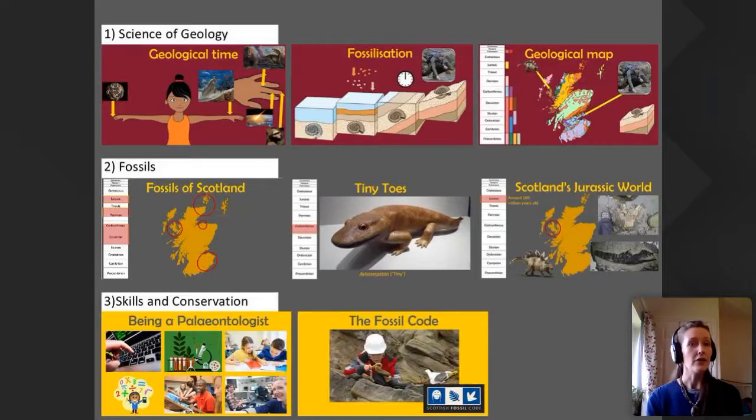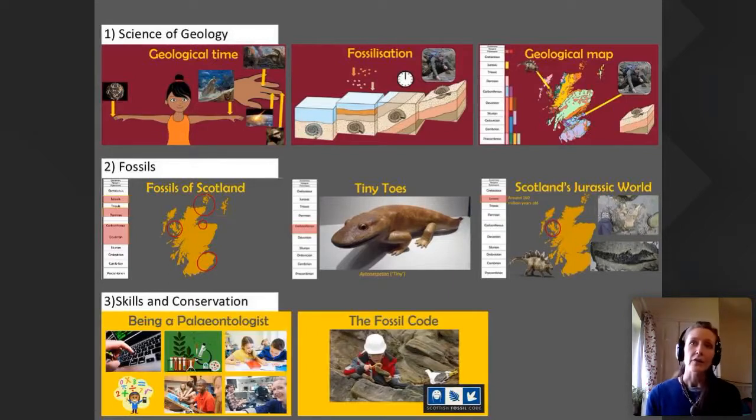So the first part, as you see, was like the science of geology. So what is geological time? What are fossils? Then the second part, I used specific examples of fossils around Scotland, not just to talk about them themselves, but the story of evolution through deep time and also landscape evolution. And by narrativizing it in this way, the kids were really able to engage with the content and understand the concepts that we were talking about. And then the final section was focusing on skills and also on geoconservation.